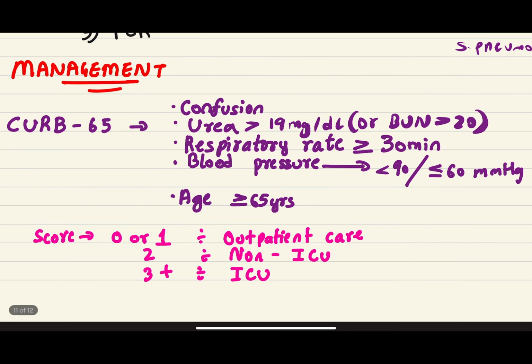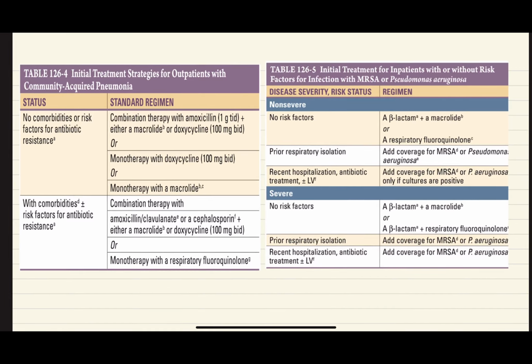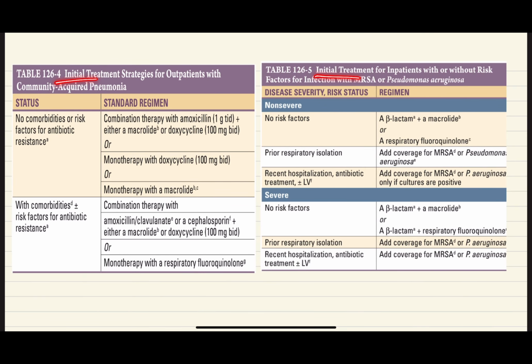Now, how do we do scoring? Based on this, if the score is 0 to 1, then we will do outpatient care. If the score is 2, then we will do non-ICU hospital admission. If the score is 3 plus, we are going to put the patient in ICU. These tables are taken from Harrison.